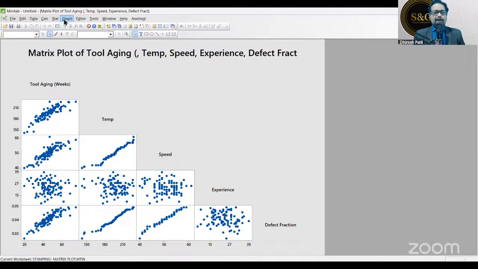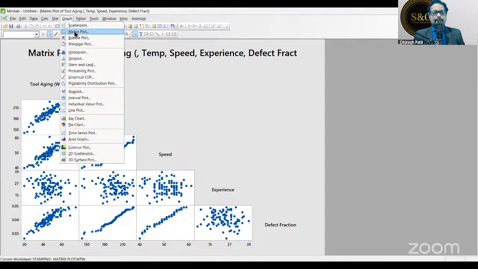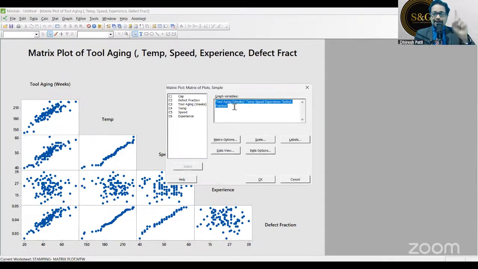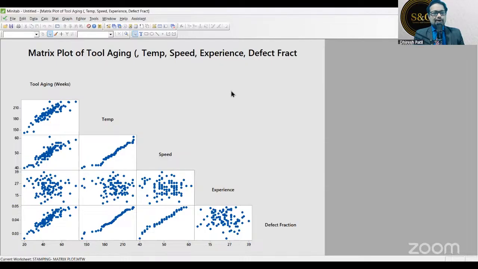Okay, let me repeat once again. Go to Graph, Matrix Plot, click on Simple. First you select x1, x2, x3, x4 and then the y, and then go to matrix option, select lower left, click on OK, and then you will get this graph. Now just try to understand this graph, which is very good, super amazing. So everybody's got this right now.